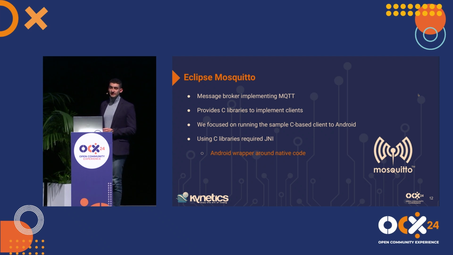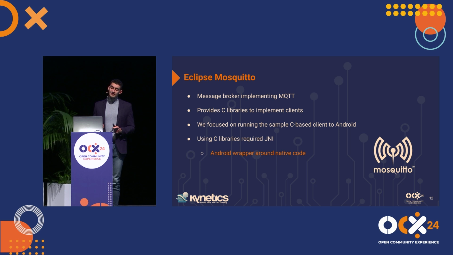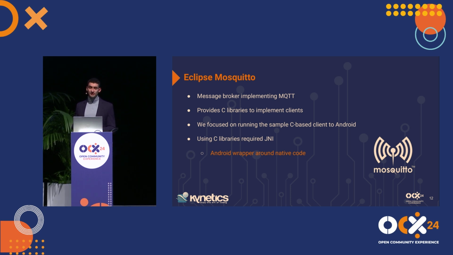Now, the third case study we're going to look at is Eclipse Mosquitto. Mosquitto is totally different. It's a set of C libraries implementing a message broker for the MQTT protocol. Now, MQTT is a very widely used protocol in the IoT world because it lets us send very lightweight messages among different sets of devices.